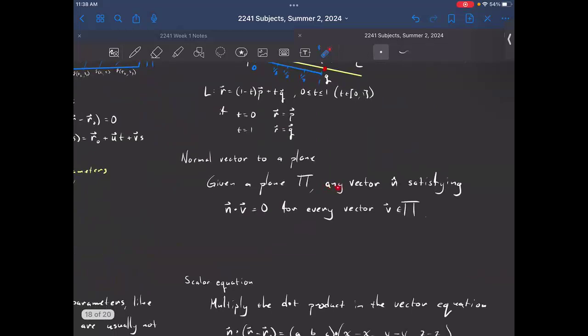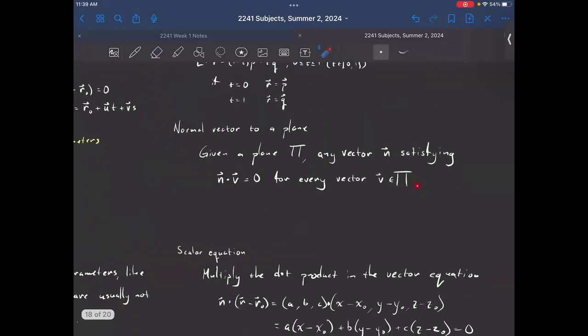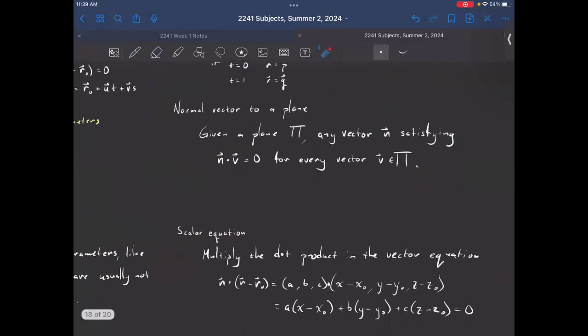Notice it says any vector. It does not have to be a specific vector, and there, I should have written that. Yeah, any vector at all will work, as long as it's orthogonal to all of the vectors v in the plane.